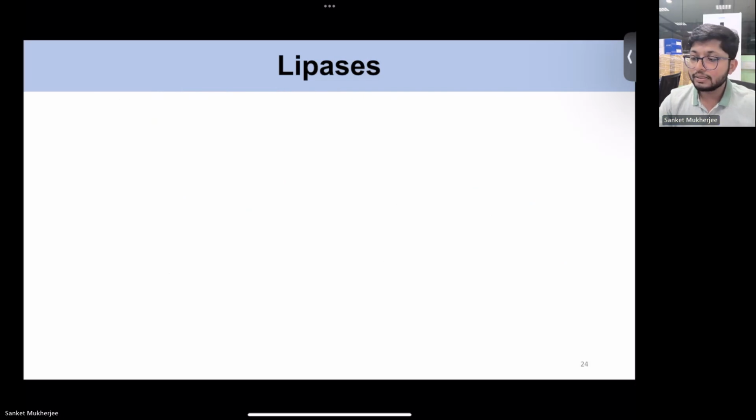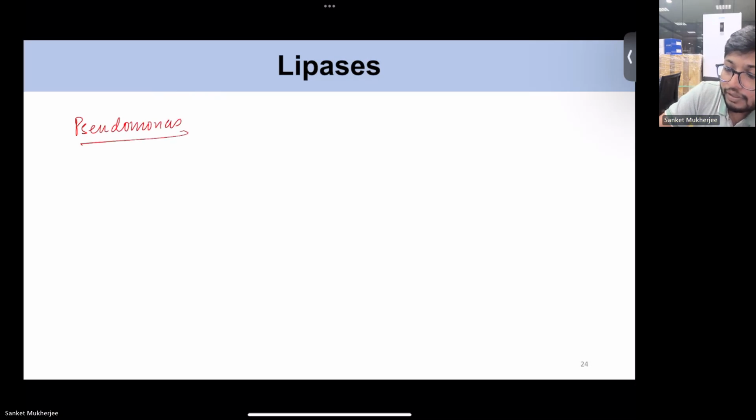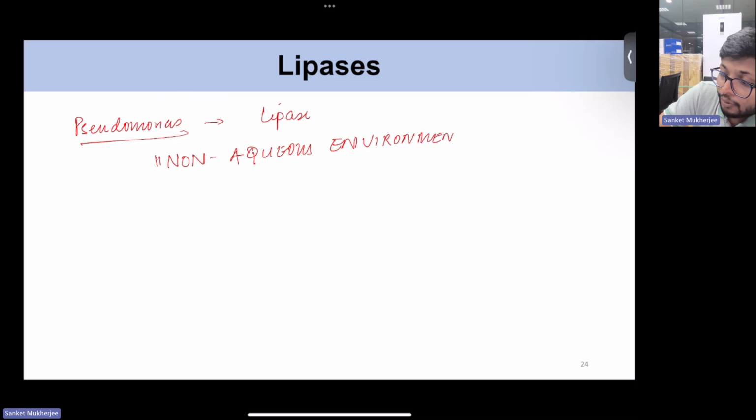Pseudomonas species also have lipase, which has versatile reactivity and stability in non-aqueous environments. So they function in non-aqueous environments, and hence have a lot of interest.